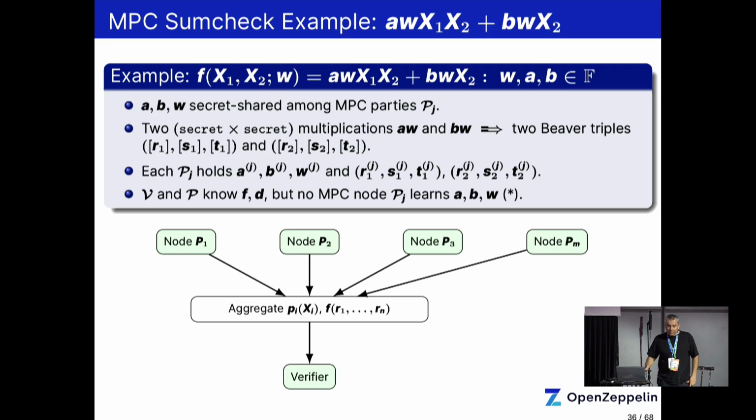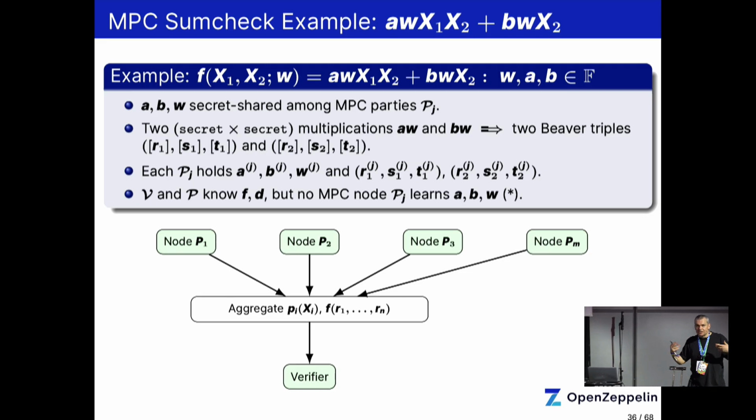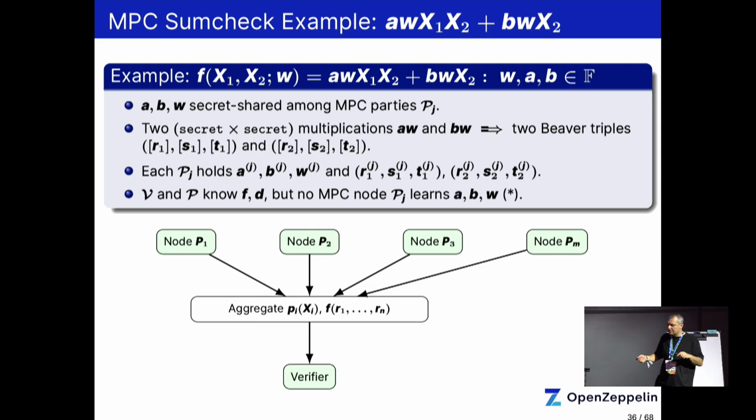So now, equipped with this new tool of Beaver triples, and keeping in mind that addition and multiplication by public constant is linear in the shares, meaning each node can compute this independently without any additional communication, and having a way to compute multiplication on shares using Beaver triples, now we can actually apply some check on this original function that we had. Now, the problem was we don't want to reveal A, B, and W.